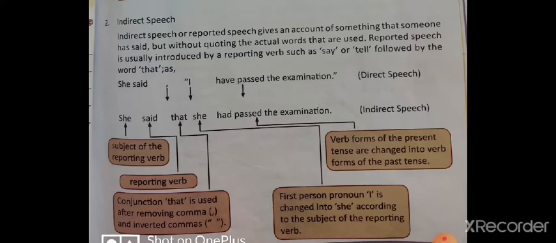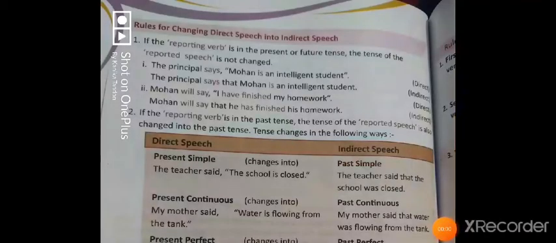Come on to the next part of the chapter. Okay, coming on to the next page, rules for changing direct speech into indirect speech. Now these are the rules, and on all the rest of the pages, the rules are there, which we have to actually remember and learn by heart, so that it is easy for us to change the sentences from direct to indirect. If the reporting verb is in the present or future tense, the tense of the reported speech is not changed. So first rule is, if the reporting verb is in present tense or future tense, the reported speech is not changed.